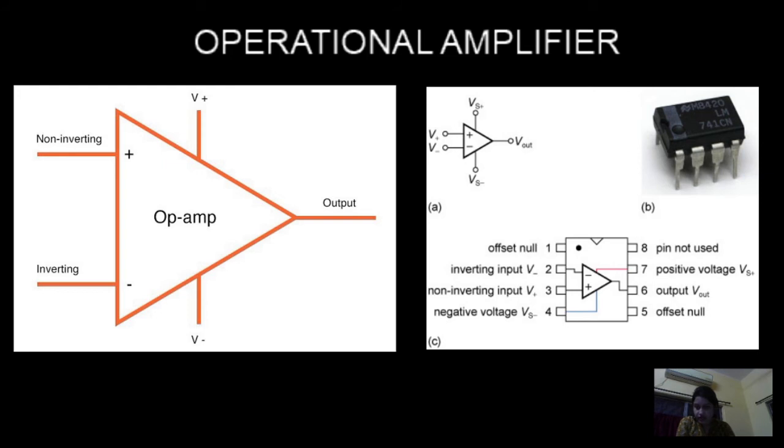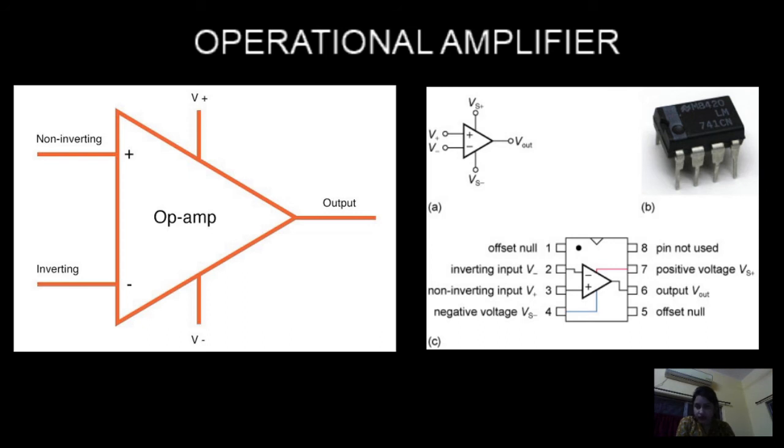It has 2 input terminals. One is the plus, another is the minus. The plus terminal is called the non-inverting terminal and minus terminal is called the inverting terminal. That means if you apply any signal to this plus terminal, the output will be in phase with the input.